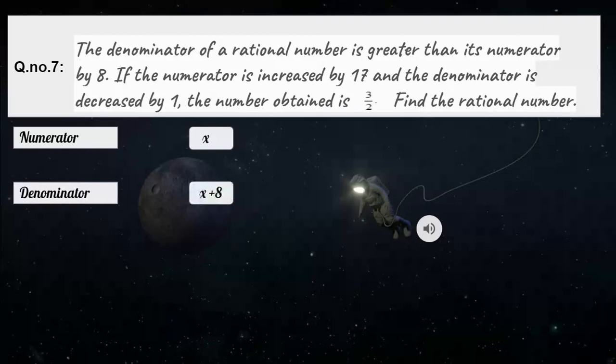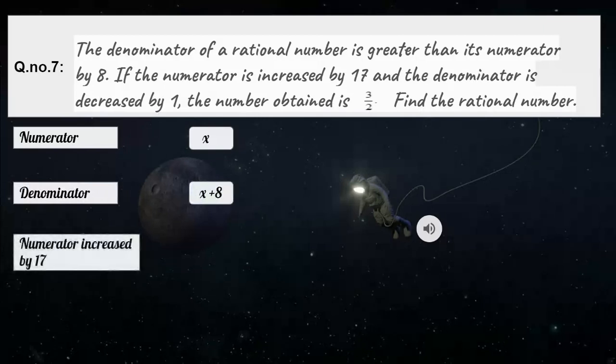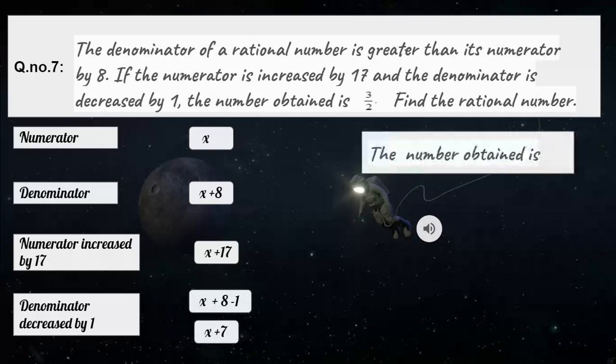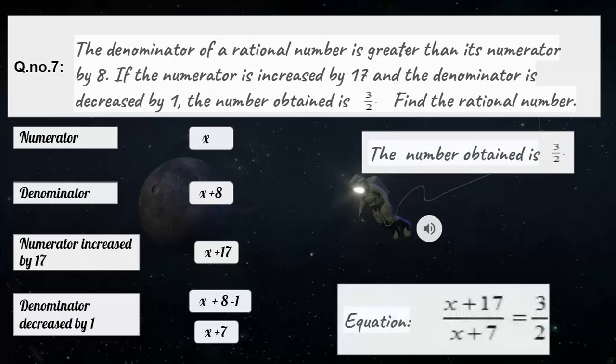Then it is given the numerator is increased by 17, means x + 17, and the denominator is decreased by 1. The denominator is x + 8, then decreased by 1 means minus 1. So x + 8 - 1 is equal to x + 7. And the number formed is given as 3/2. So what is the equation? (x + 17)/(x + 7) = 3/2. Now we can solve.